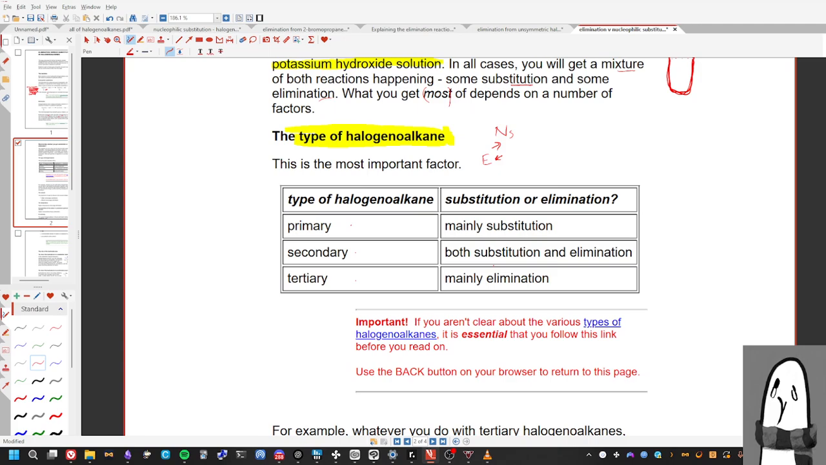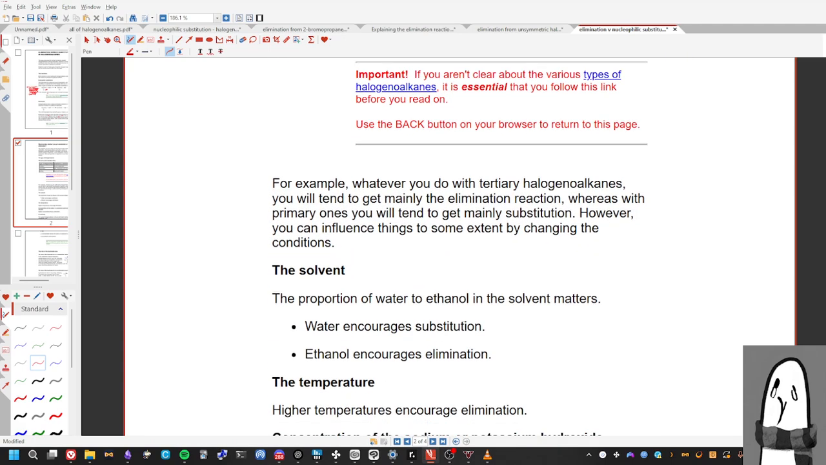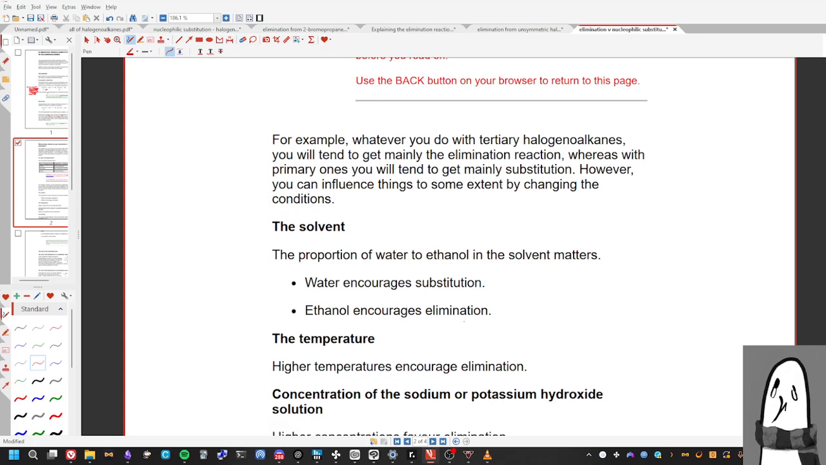Think about this before you read. Primary, hardest one to do. Substitution happens in 2 steps. Secondary, both. Tertiary, easiest one, mainly elimination, because perhaps there's nothing that pushes off the Br in tertiary except for the electrons within as the double bond is formed. That would be my understanding. Whatever you do with the tertiary halogenoalkanes, you will tend to get the elimination reaction, whereas with the primary ones you will tend to get mainly substitution.